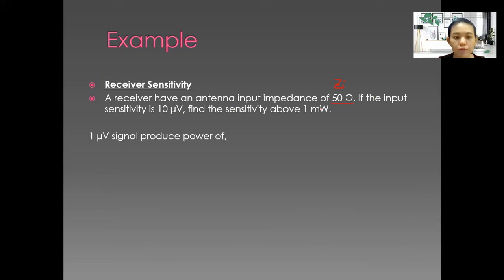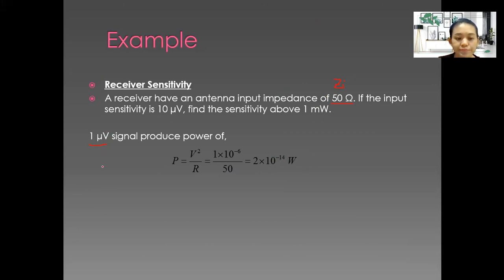First, we need to know how much power 1 microvolt signal produces. We use the formula P equals V squared over R. So V is 1 times 10 to the power of negative 6, squared, divided by 50. This means a signal of 1 microvolt going through the input impedance R of 50 ohms gives us 2 times 10 to the power of negative 14 watts.